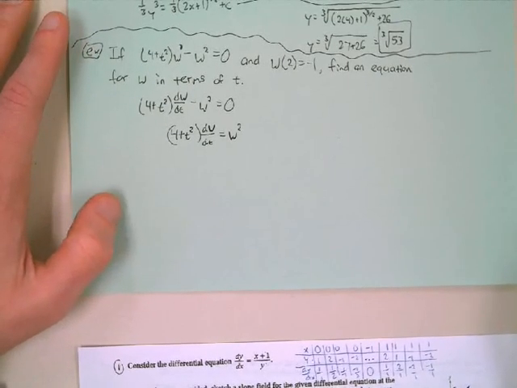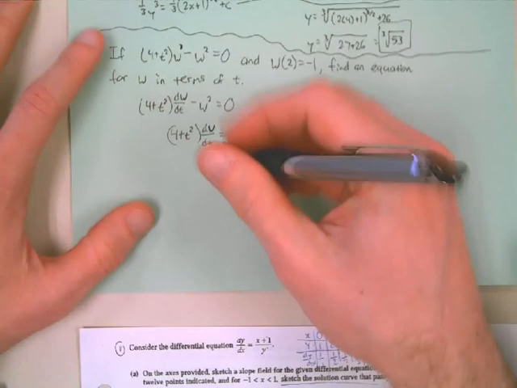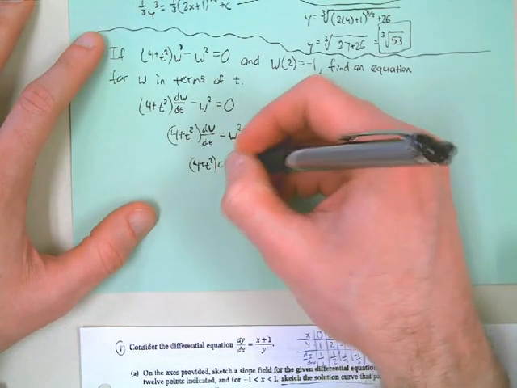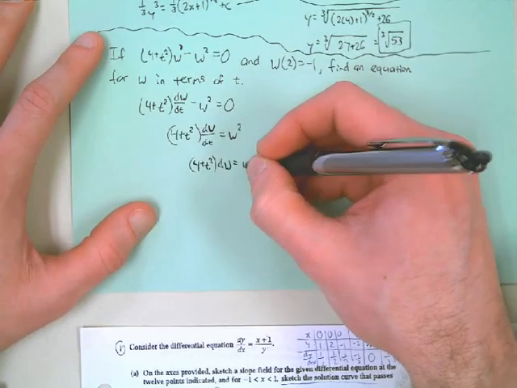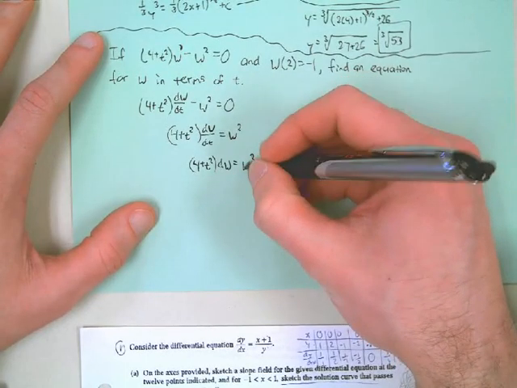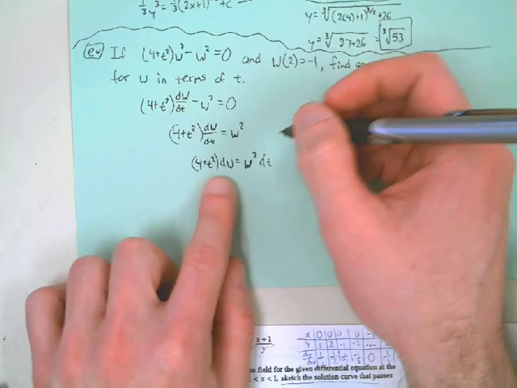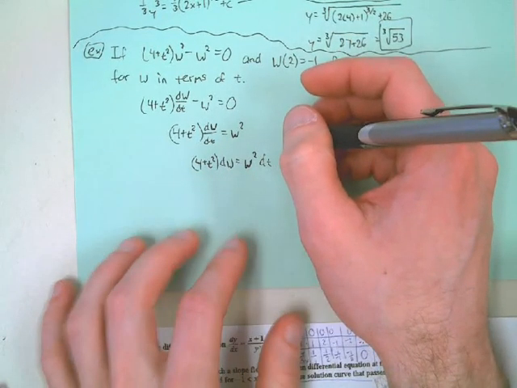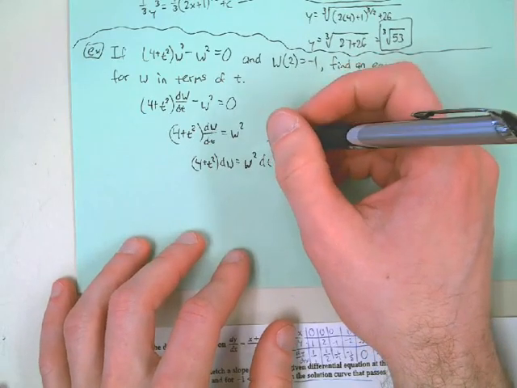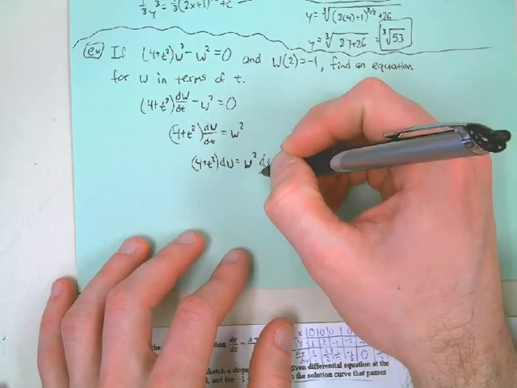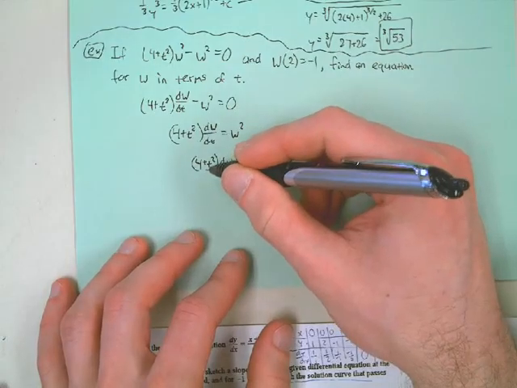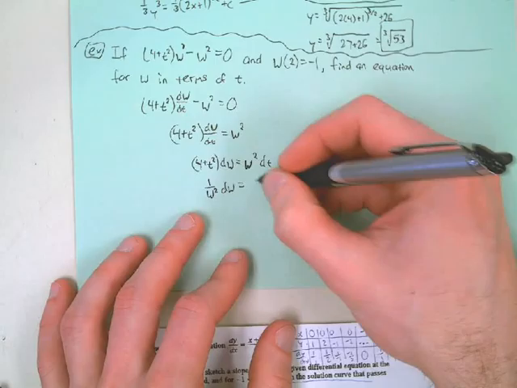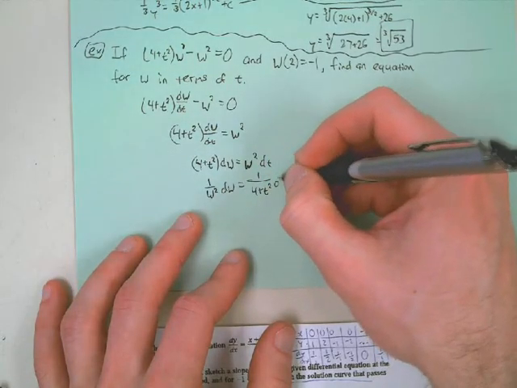Now what? You could just multiply both sides by dt. So (4 plus t squared) dW equals W squared dt. You see the problem here. We have t squareds and dW's, we have W squareds and dt's. So what needs to happen here? The W squared should divide over here. Exactly right. It's 1 over W squared dW equals 1 over (4 plus t squared) dt. Exactly what you want to do there.